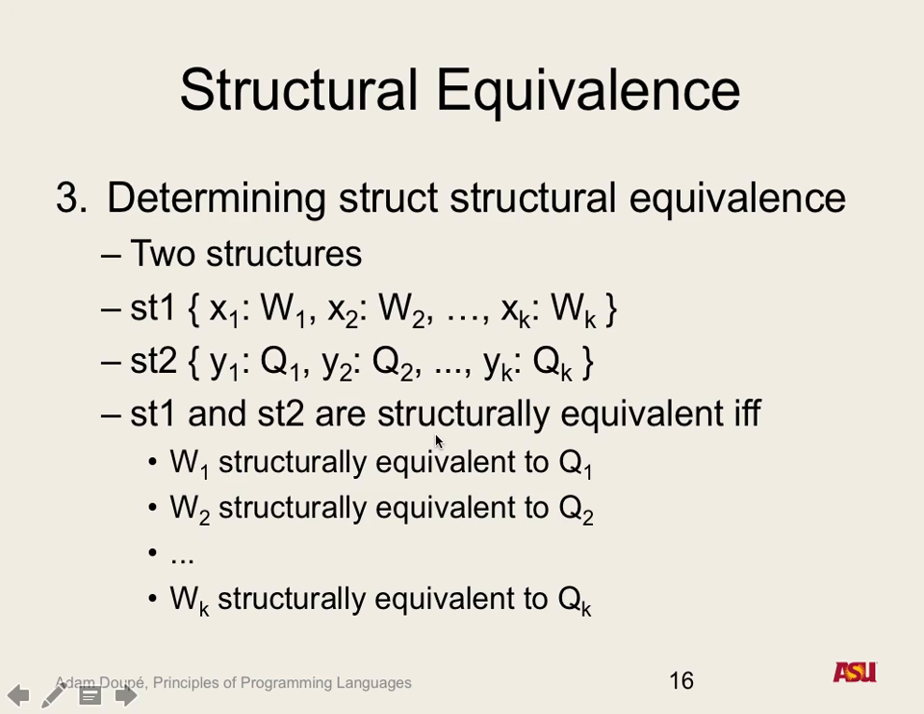So once again, this is a recursive definition, because one of these, W1 or Q1, could be a structure. And so how do we determine if those structures are structurally equivalent? We apply this rule again.